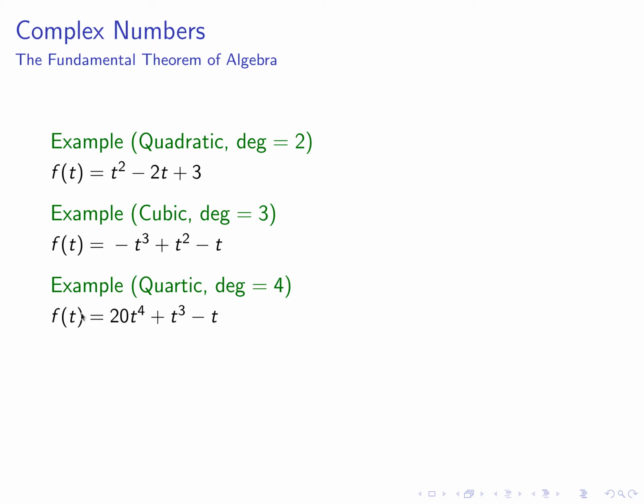Our next example is f of t equals 20 times t to the fourth plus t cubed minus t. This is an example of a quartic polynomial, which means that the degree of this polynomial is 4.